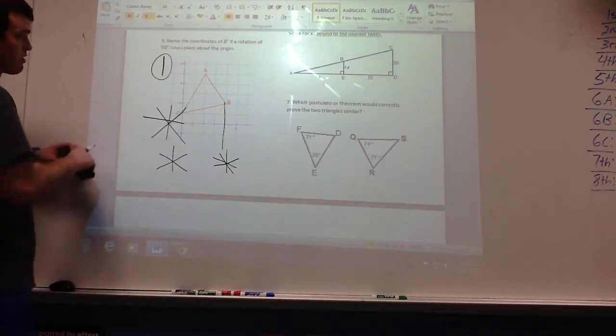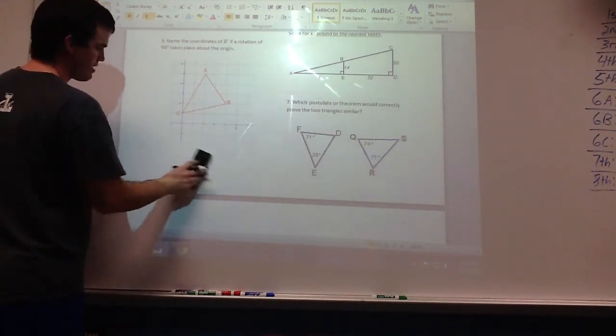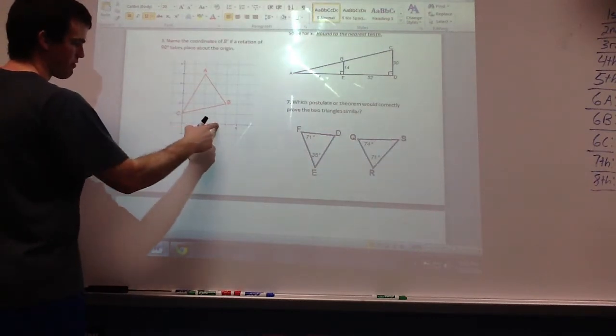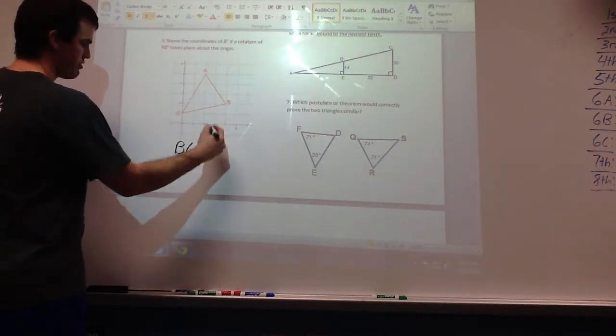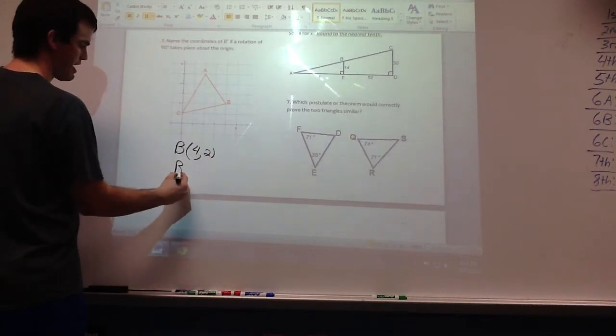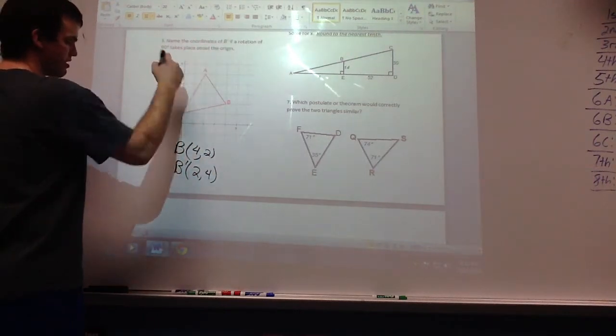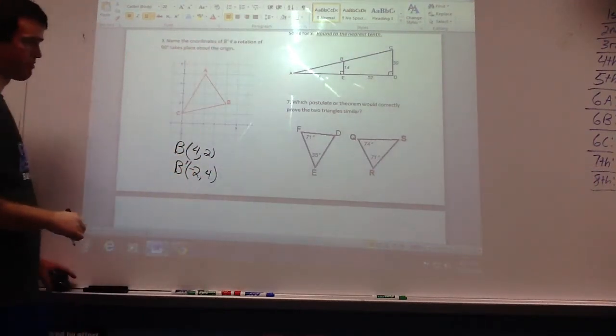Number 3, name the coordinates of B if a rotation of 90 degrees takes place. Well, first find my coordinates of B. I count over 1, 2, 3, 4. Count up 1, 2. So after the rotation, B prime, or my image of B, is going to change to 2, 4. And because it's a 90 degree rotation, the first coordinate is going to go opposite. So negative 2, 4.